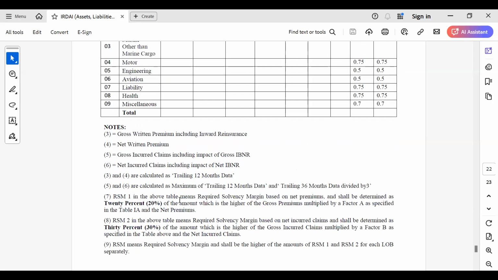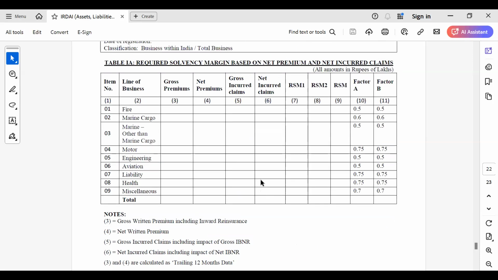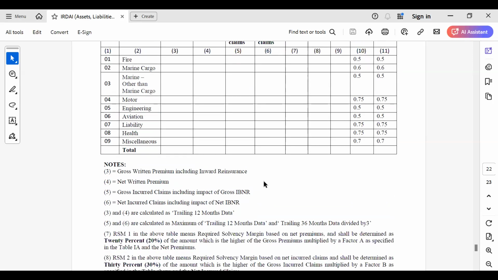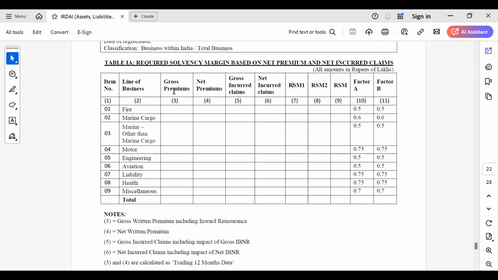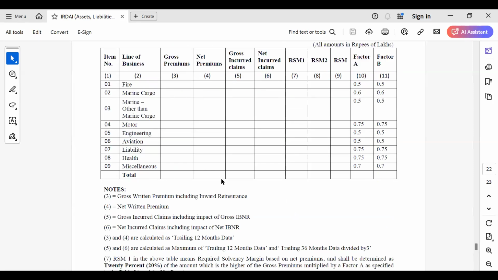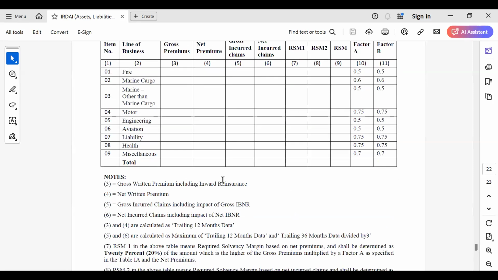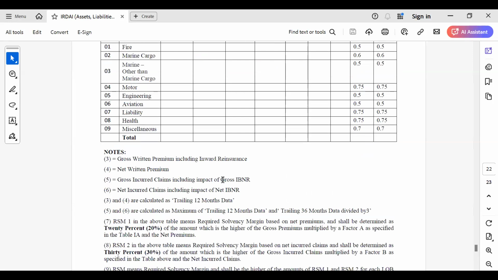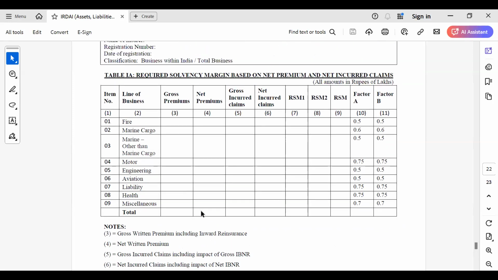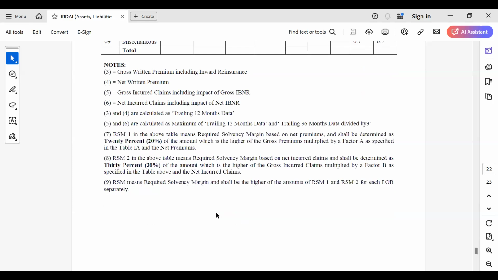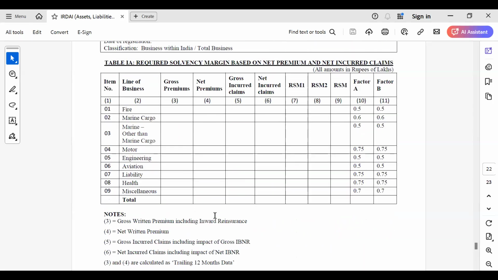In case of gross incurred claim and net incurred claim, see, gross premium and net premium will be taken from the last 12 months, trailing 12 months. In case of incurred claim, it is to be taken for trailing 36 months divided by 3. So it will be 12 months, last 36 months. So it will show the trend. This is the calculation of RSM.